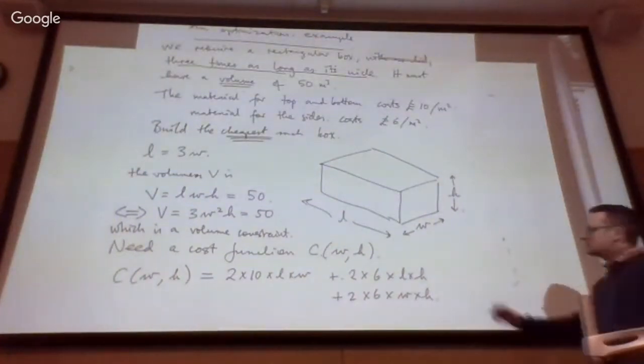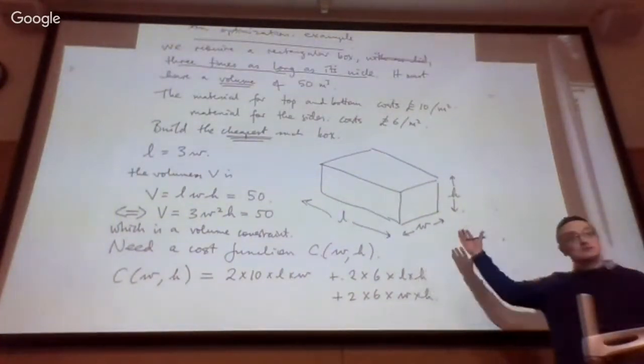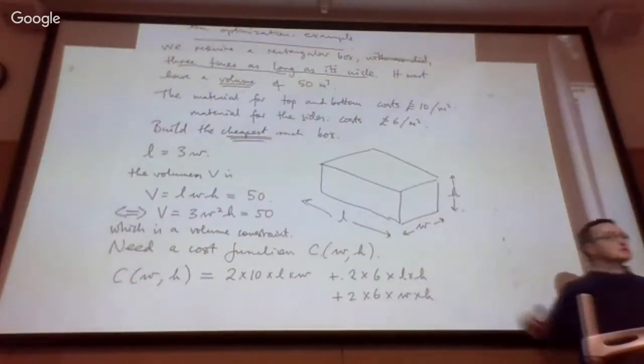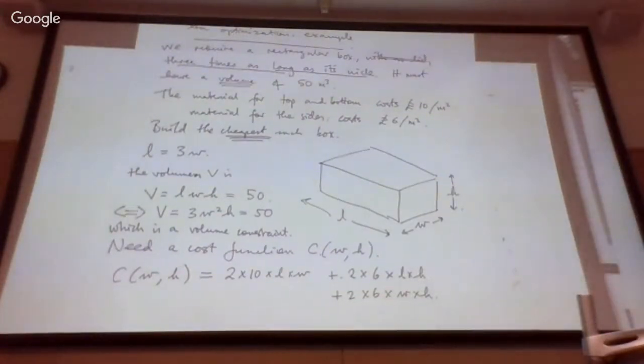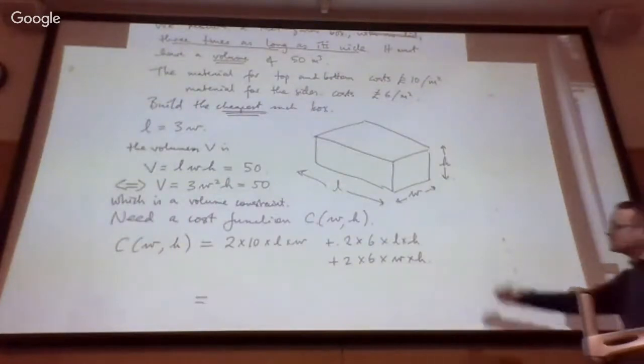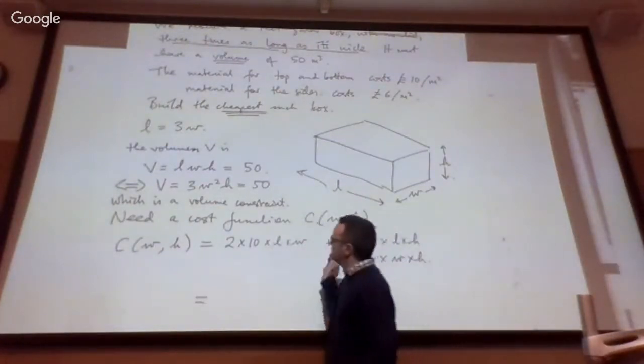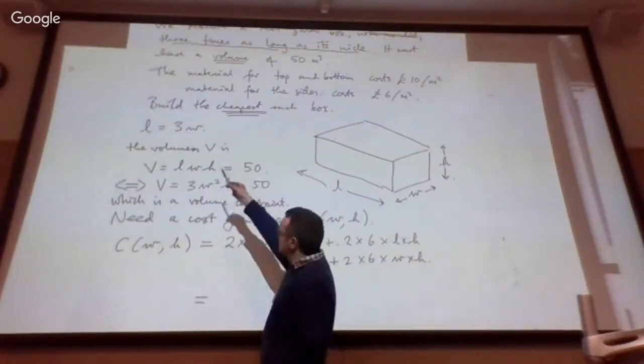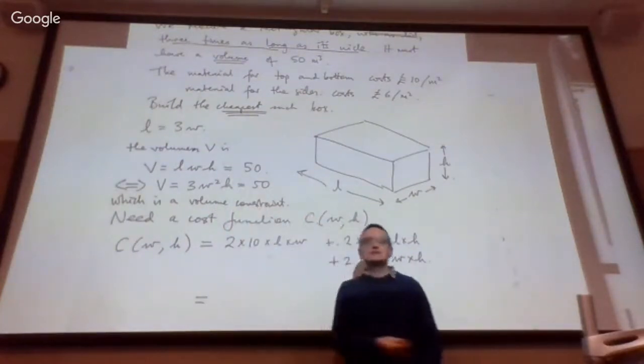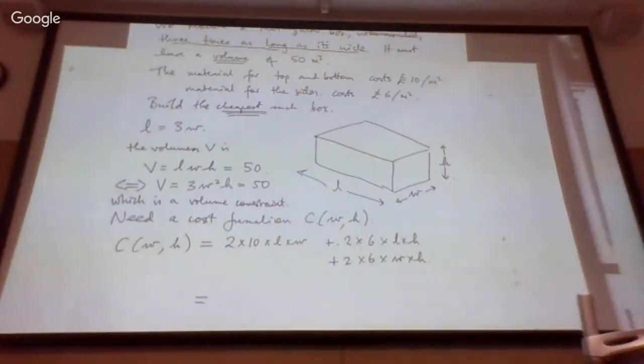This is the thing we can change, because there are cheap versions of this box or expensive versions. We want to minimize the cost. We've still got our L. I said I'd get rid of the L, but I put it down there. So we want to get rid of the L, because the L, after all, is just 3 times the W, and that simplifies the situation.